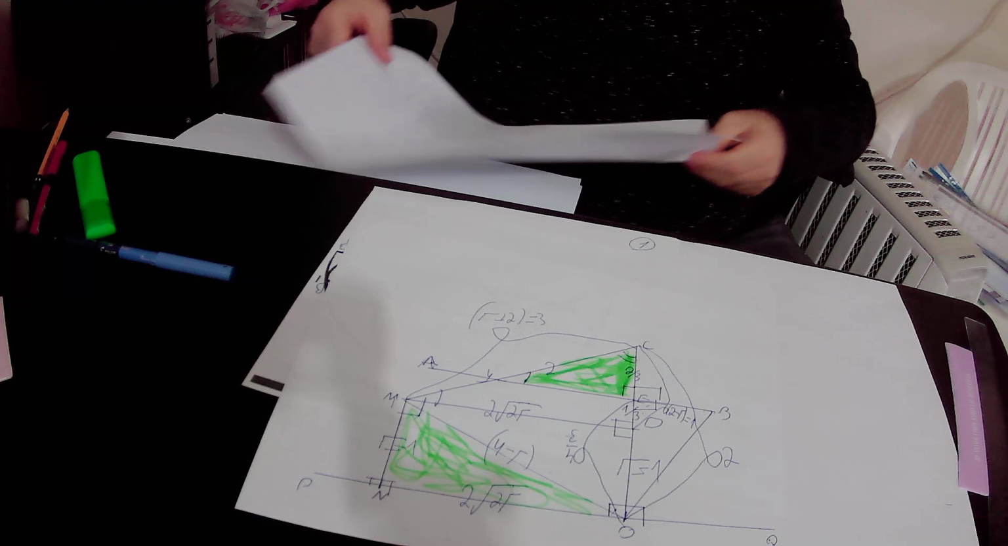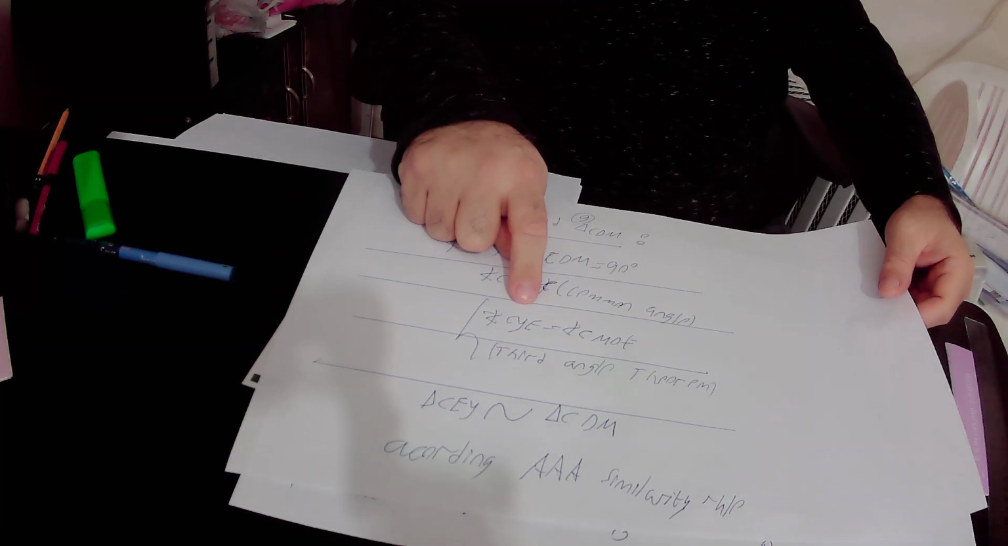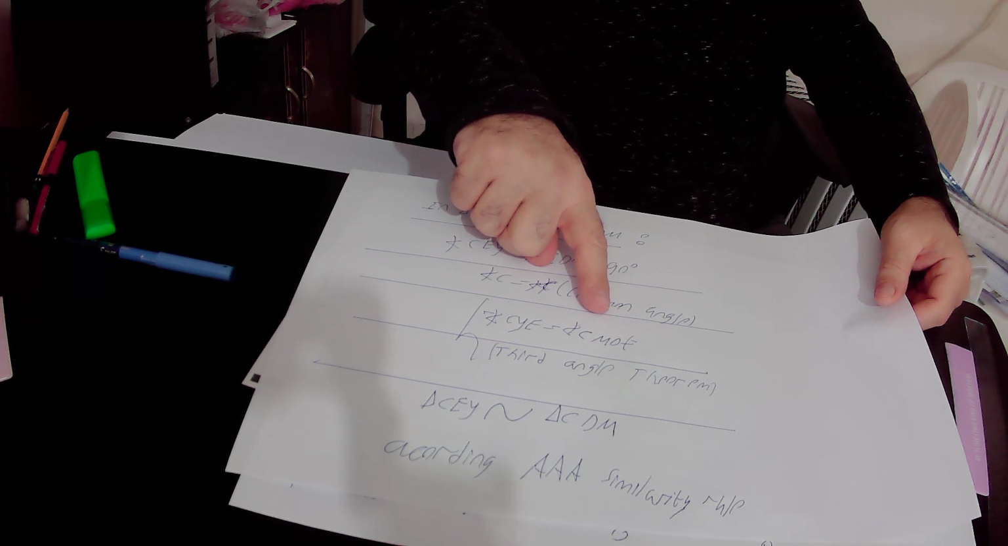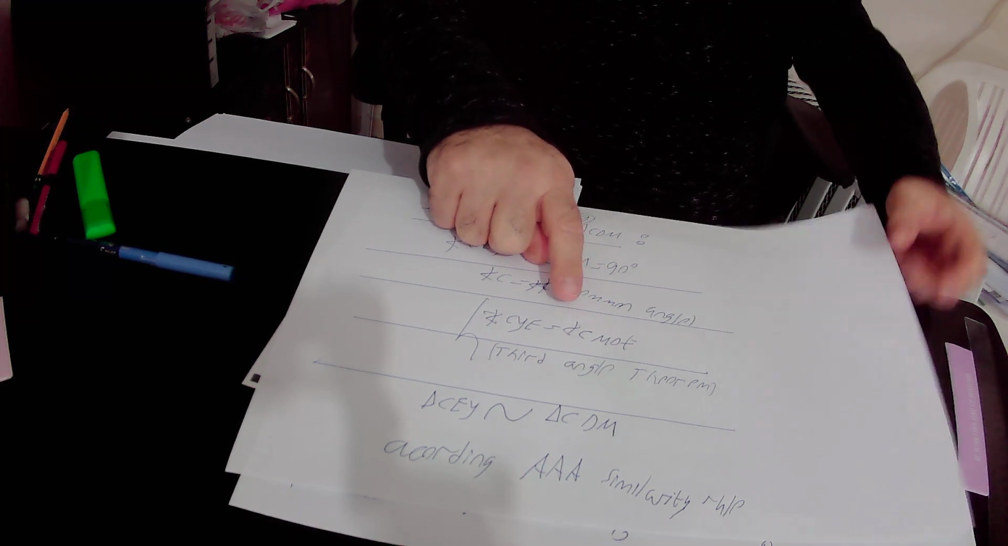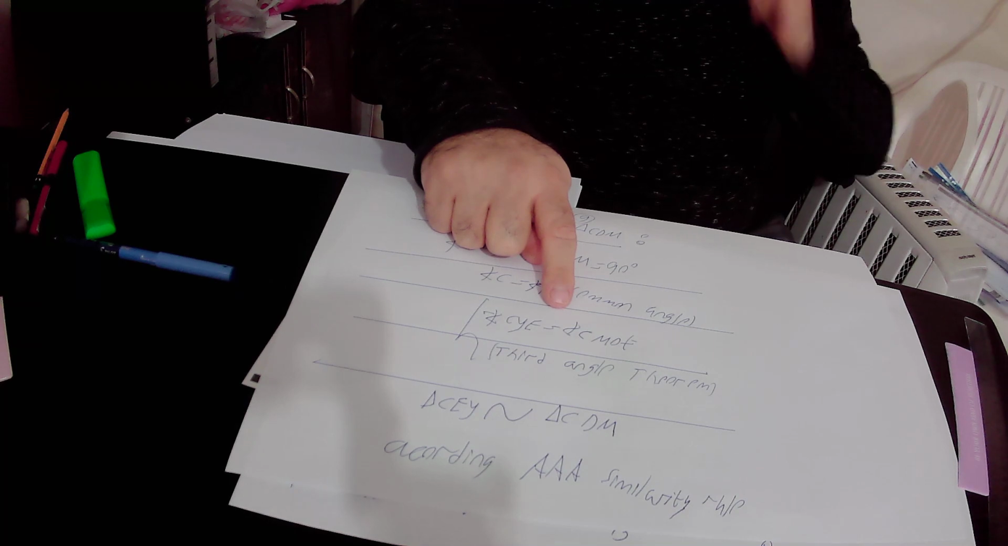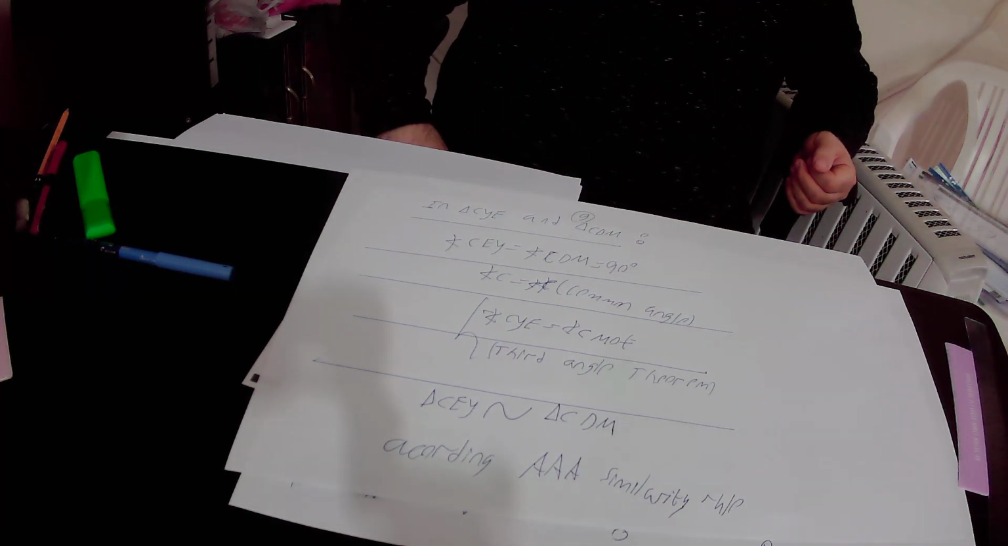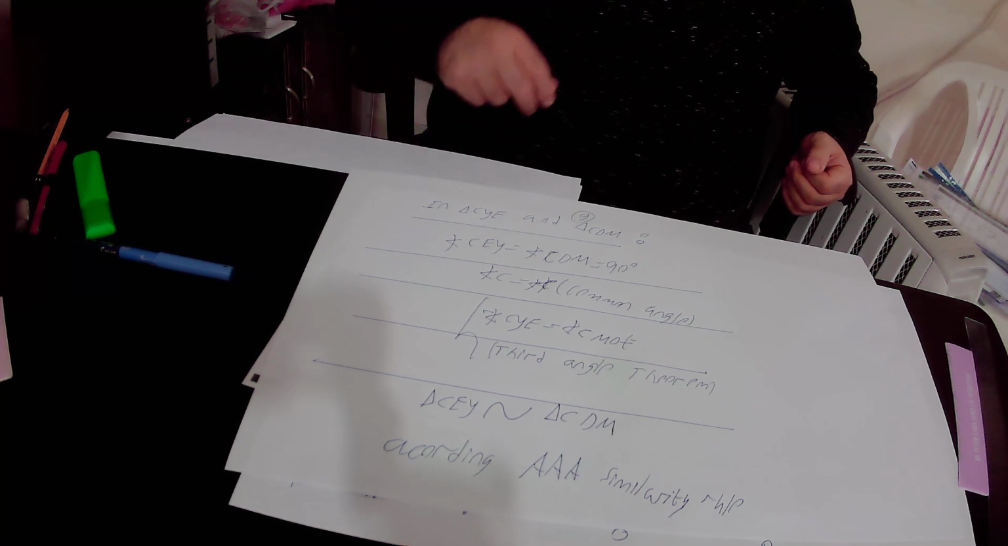Okay, so angle CYE in triangle CYE equals angle CMD in triangle CDM according to the third angle theorem. So what is the third angle theorem? The third angle theorem states that if two angles in one triangle are congruent to two angles in another triangle, then the third pair of angles must also be congruent.